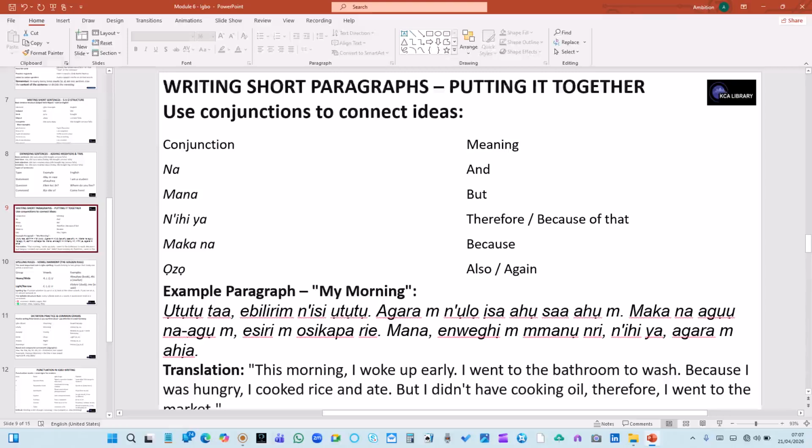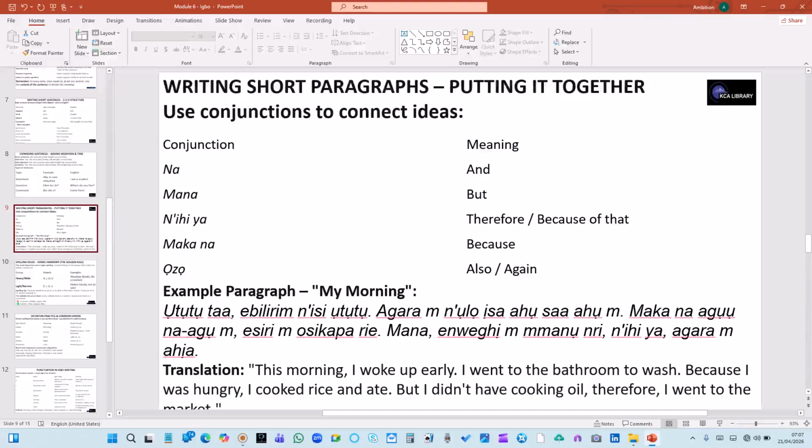Now let us look at an example paragraph, titled My Morning. Ụtụtụ taa, ebiliri m n'isi ụtụtụ. Agara m n'ụlọ ịsa ahụ saa ahụ. N'ụlọ ịsa ahụ saa ahụ m maka na agụụ na-agụ m. Esiri m osikapa rie mana enweghị m mmanụ nri. N'ihi ya, agara m ahịa.